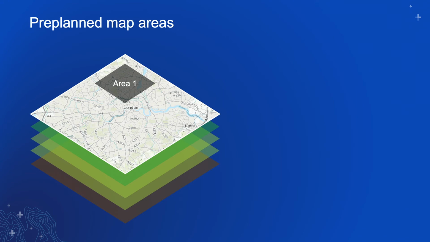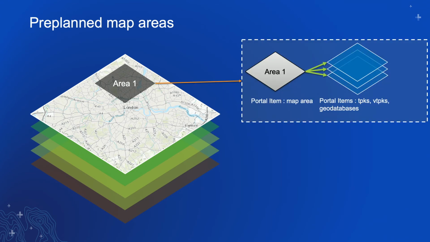So for instance, here there's an area that has been created. You can go ahead and package this up ahead of time, and it'll pull the base map or the features and make it ready for the user to download.